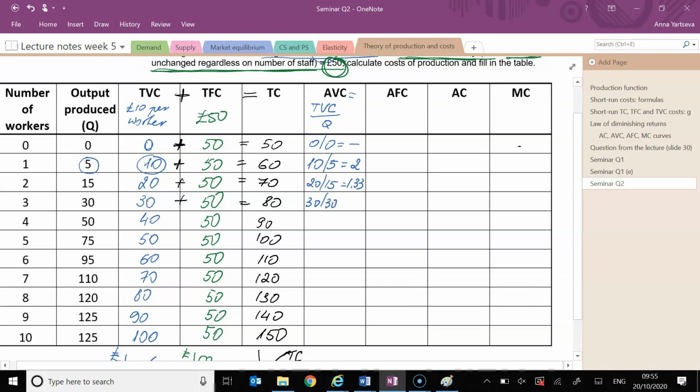Next, 30 pounds spent to produce 30 units. 30 divided by 30 is equal to 1. Next, 40 pounds spent, managed to produce 50 units. 40 divided by 50, 0.8.